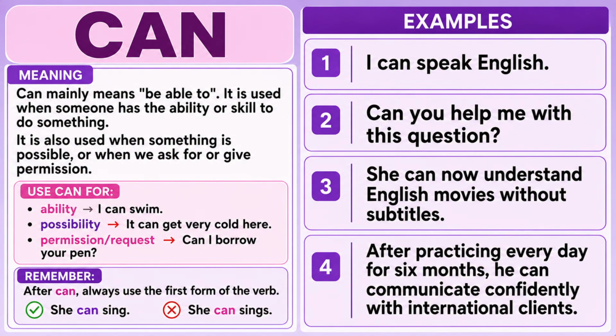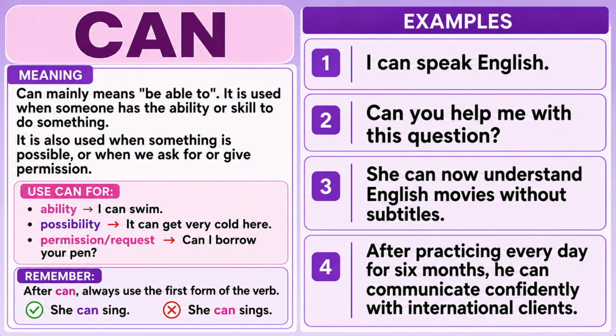We use can for ability. For example, I can swim. We also use can for possibility. For example, it can get very cold here. And we also use can for permission or requests. For example, can I borrow your pen?